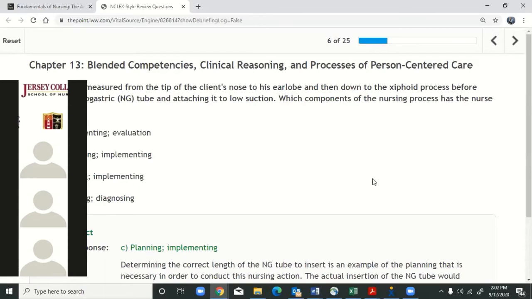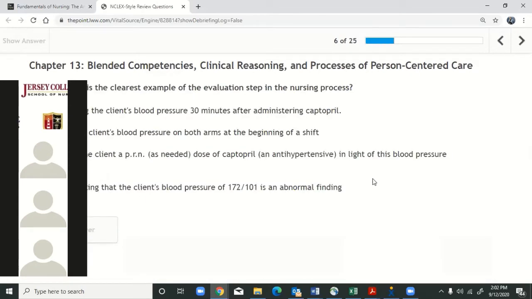Okay. And you'll do this by practicing. Practicing questions will help you do that. Which activity is the clearest example of the evaluation step in the nursing process? Another thing you can do to help you answer questions is to say, the evaluation step, it's asking me about steps in the evaluation process. What do I know about the evaluation process? Well, I use that to see if my patients were able to meet their goals and if those goals were effective, right? I also use it to see if my interventions worked.